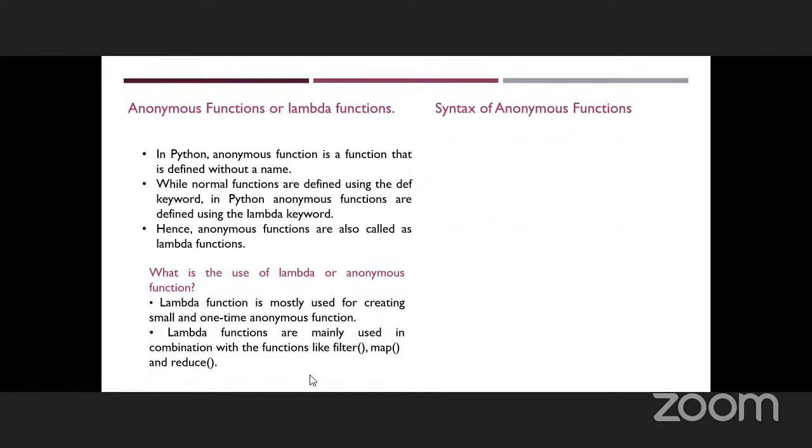So what is the use of lambda or anonymous function? This lambda function is mostly created for small, one-time functions. Like I said, it is used for a one-time running function, so we don't give any name to it. It just runs once when we call that lambda function. So this is known as lambda.